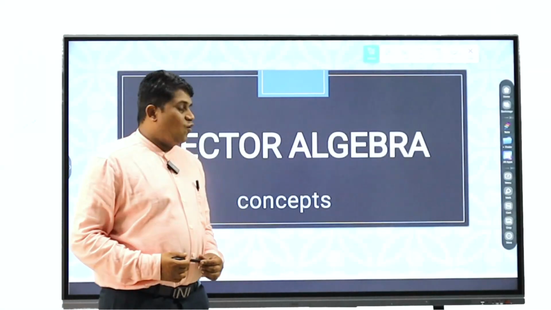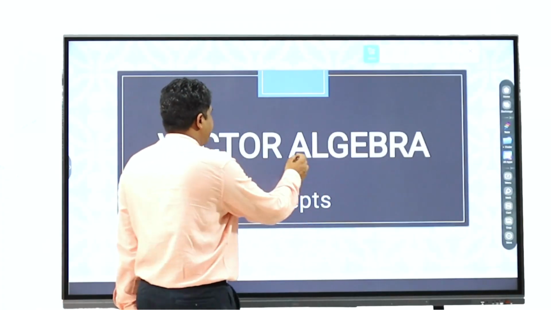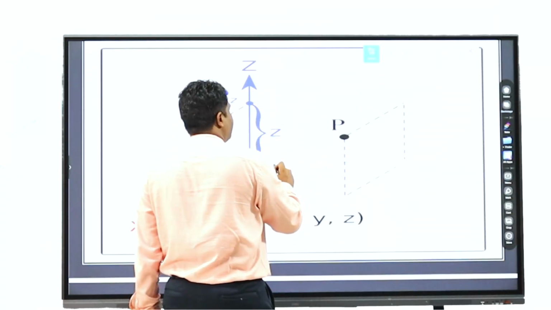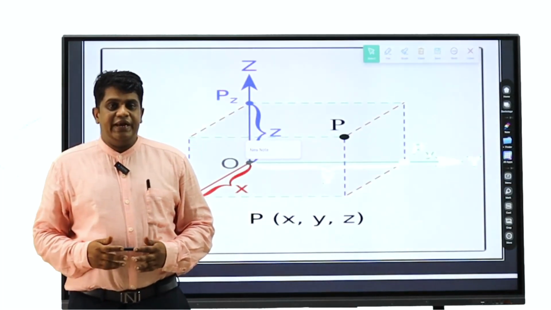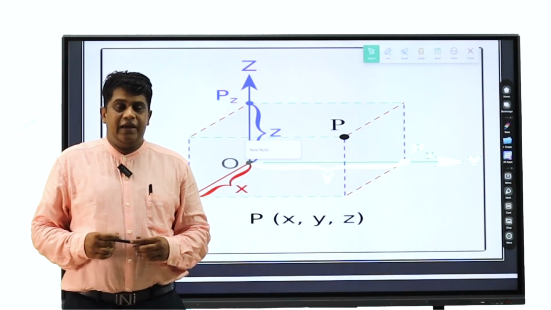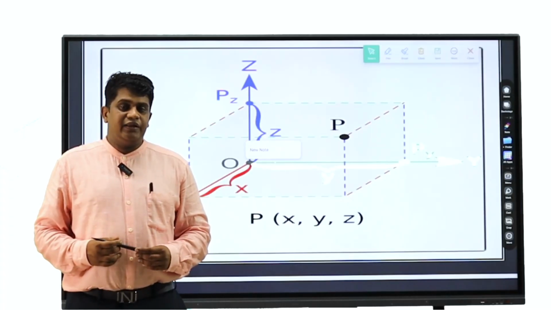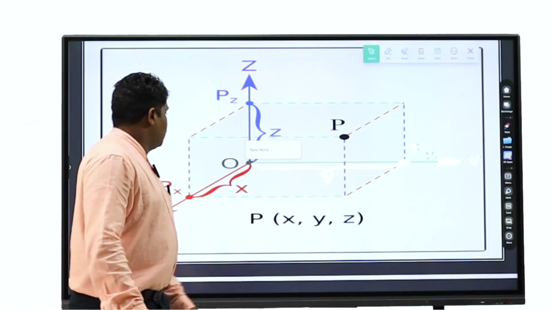Hi, today we are going to discuss vectors, vector algebra. To locate a point in a plane, we need the x-axis and y-axis. But to locate a point in space, we need three axes: x-axis, y-axis and z-axis. Look here.